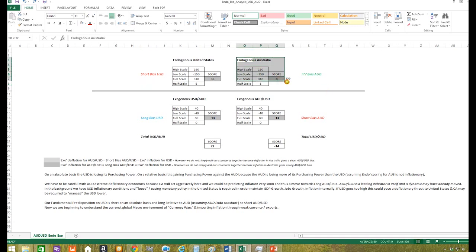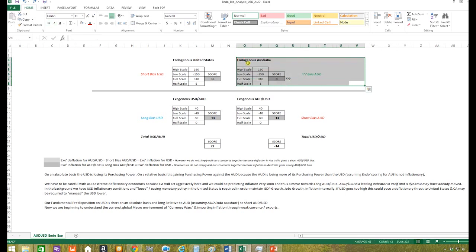Now on the right-hand side, we have the same scorecard analysis for Australia in the endogenous analysis, but as you may recall, we haven't done our endogenous analysis for Australia through the video series. That's something that you're going to do in your spare time and apply all the same principles that we applied, getting the data and building the scorecards for the United States and working towards a scorecard for purchasing power for the US dollar. You're going to repeat this process for Australia and the Australian dollar.